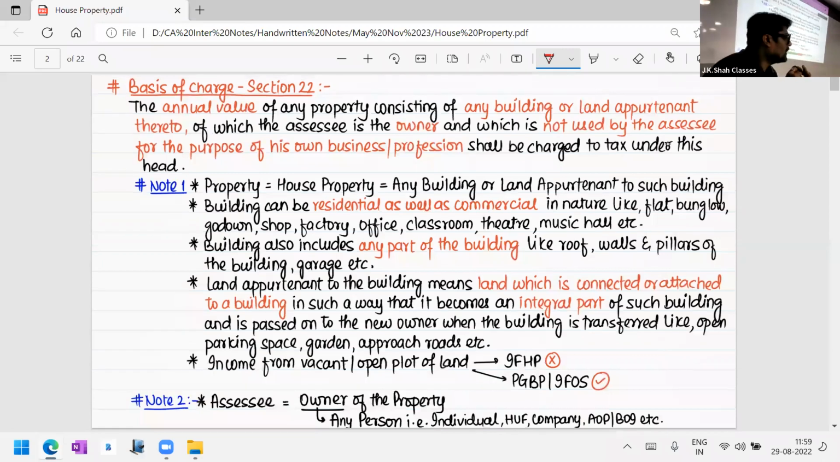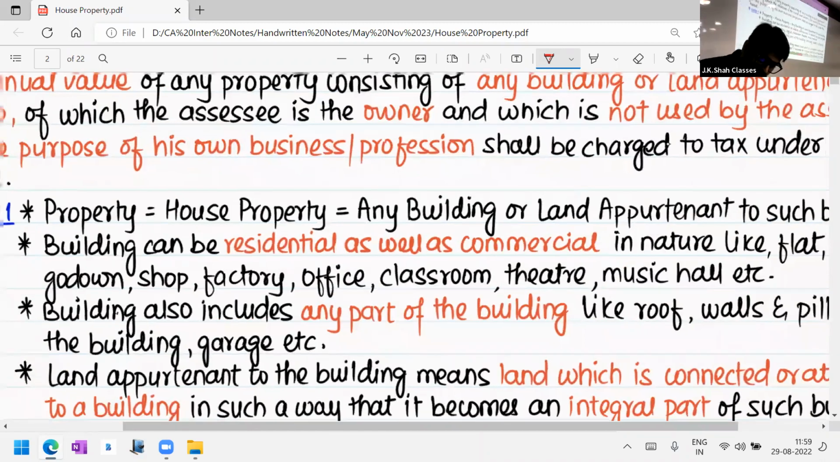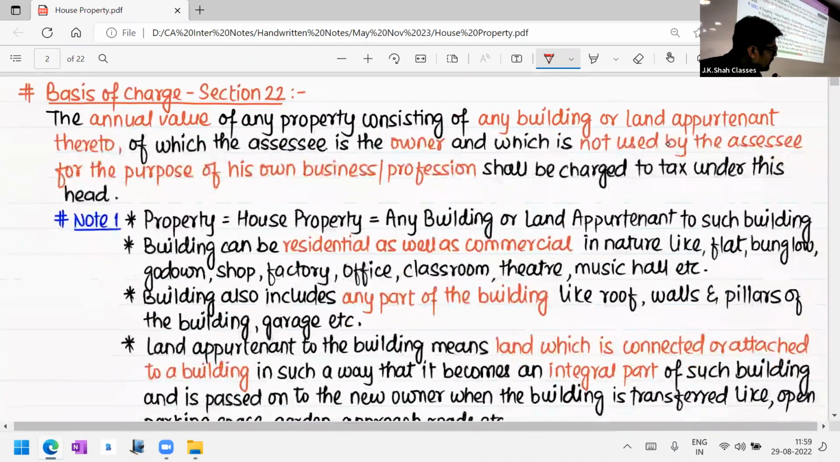Now see, what is written? What is written in this charging section? Is everyone able to see? Okay. Please read the first 3 lines. Come on, guys. The annual value of any property consisting of any building or land appertaining thereto, of which the assessee is the owner, and which is not used by the assessee for the purpose of his business or profession, shall be charged to tax under this head. Section 22 over.